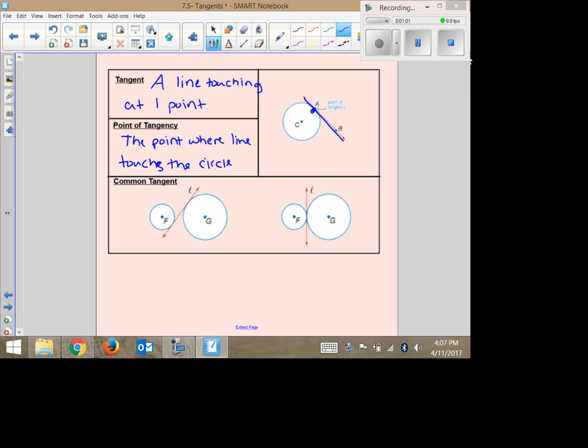So a common tangent is a line touching two circles, each only once. And so you can see here that it touches two circles once, and there's only one line. So that's a line of a common tangent.